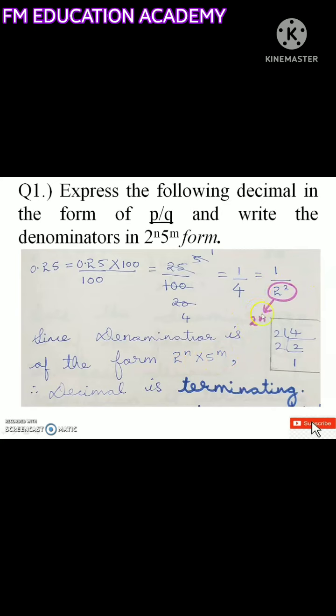So from the theorem you should be clear that if the denominator can be expressed either in the form of 2 power n or 5 power m or both 2 power n and 5 power m, then the decimal expansion is terminating. Even if it's only 2, then also it is terminating. Remember that. I'm not getting a 5 here, but still it is terminating.